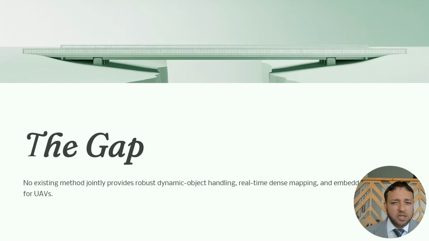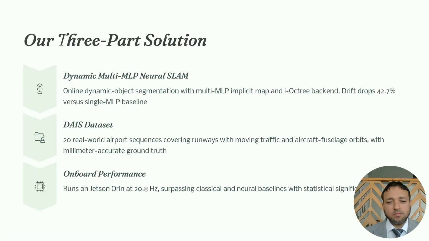That missing combination is what motivated DM-SLAM UAV. First, a dynamic front end that segments movers online. Second, a multi-MLP implicit map stored in an incremental octree for fast sparse updates. Third, a dataset and evaluation at scale, showing a 42.7% drift drop versus a single MLP baseline, 20.8 Hz onboard, with p less than 0.01 on night frames.